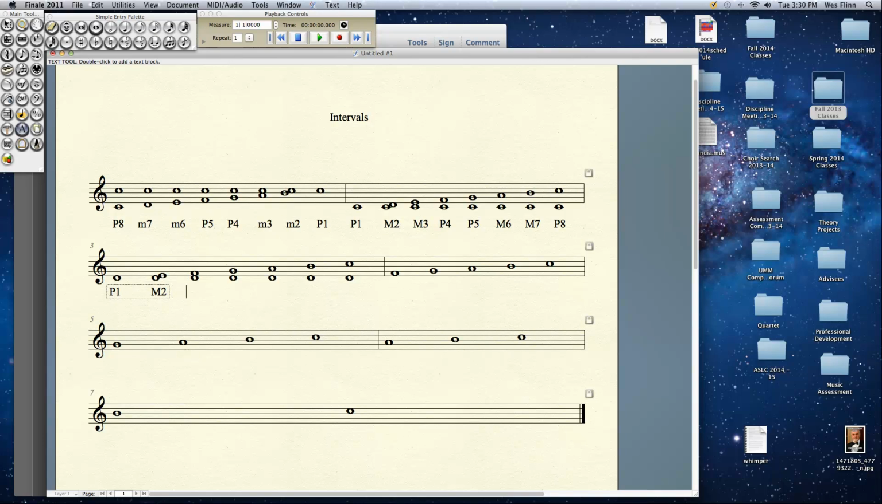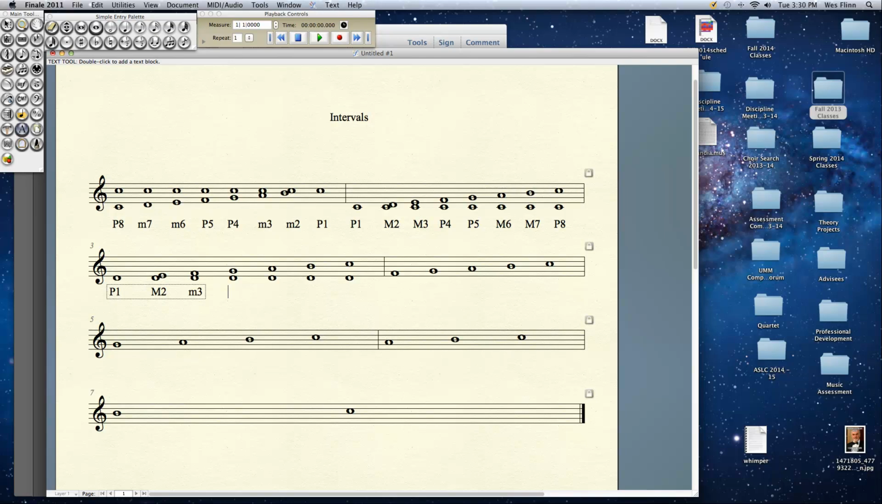Now, how far is D to F? Well, you go up a step to get from D to E, so that's a whole step, 2 half steps, and then E to F is a half step. So you've got a major second plus a minor second, and as we saw in this earlier example, that's a minor third. So we have something interesting going on here.